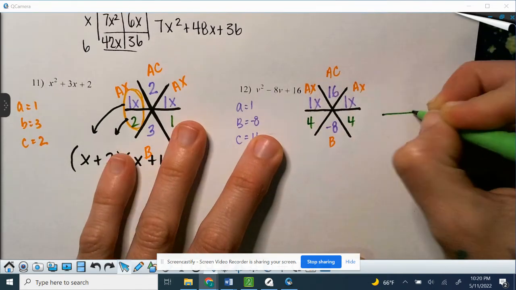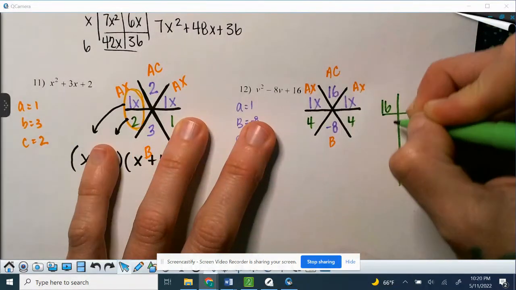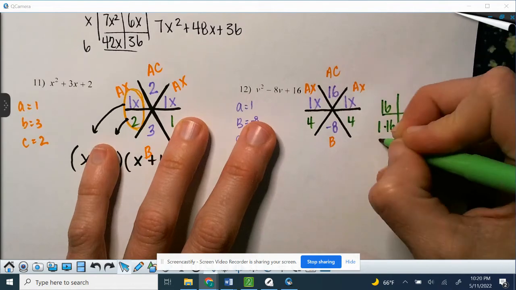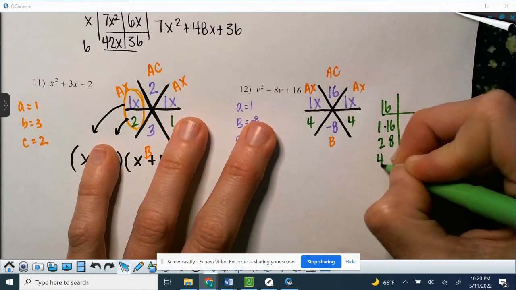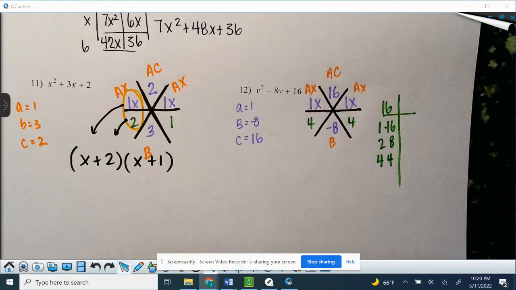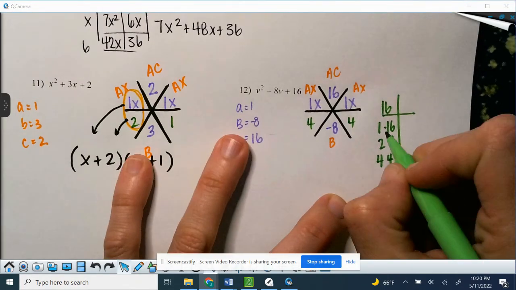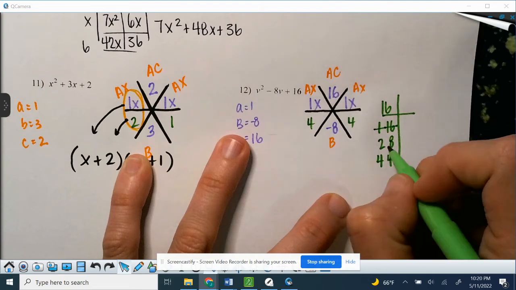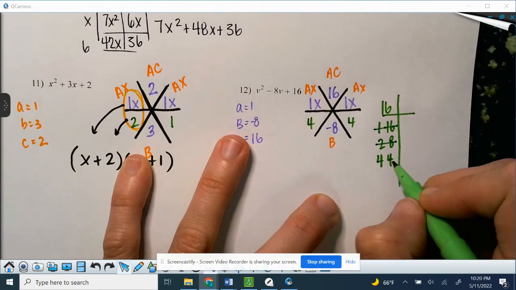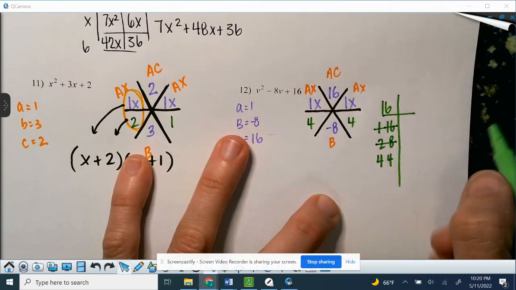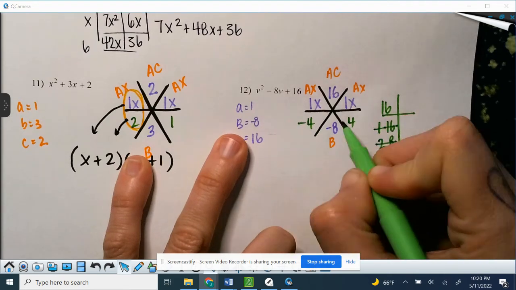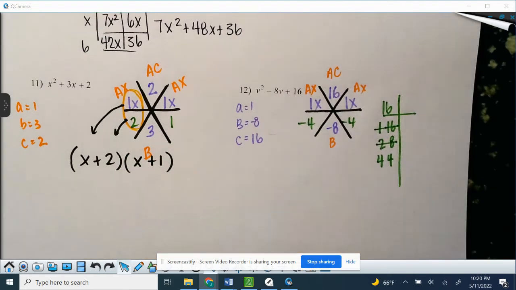And if you need to, you can also make your table over here. So our factors of 16 are 1 and 16, 2 and 8, 4 and 4, and then we run back into that 2 and 8 situation. 1 and 16 gives me 17 or 15. 2 and 8 gives me 10 or 6. 4 and 4 does give me 8. But they need to both be negative because I need to multiply them together to get me a positive 16 and then add them together to leave me with a negative 8.